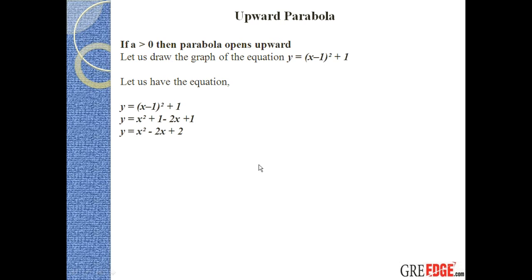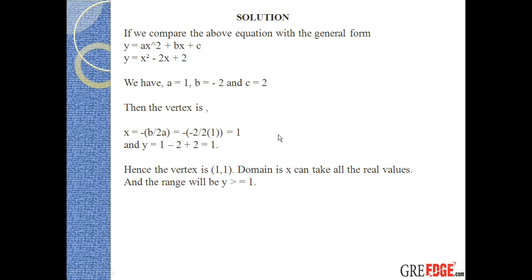Yes, Suvrati. Vertex is the low point for the parabola. It can be the low point or it can also be the high point. For an upward parabola, it will be the low point. And for a downward parabola, it would be the high point. Okay.